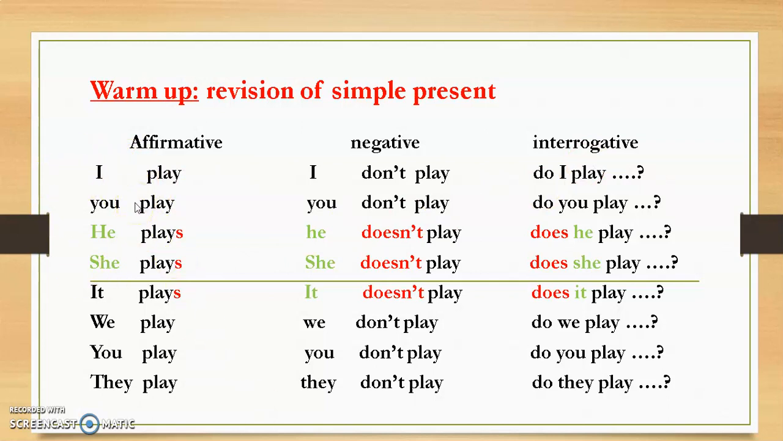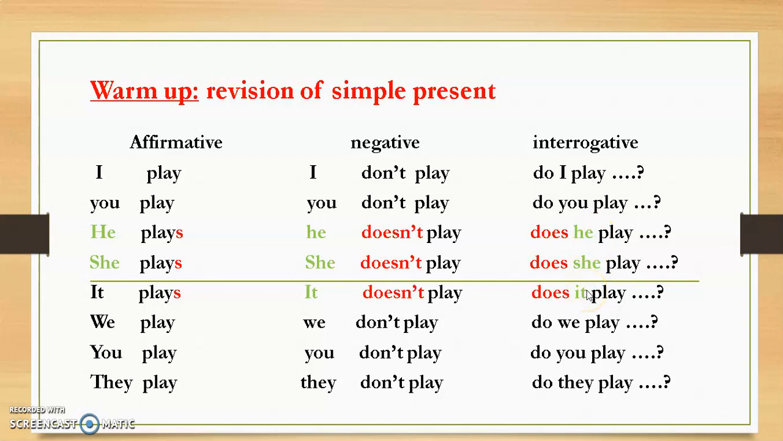I hope you did. I play, you play, he, she, it plays, we, you, they play. Negative form, I don't play, you don't play, he, she, it doesn't play, we, you, they don't play. Question form, do I play, do you play, does he, does she, or does it play? Do we play, do you play, and do they play? So here, as you see, we use the auxiliary do in the negative form, and do here is conjugated in the third person singular.